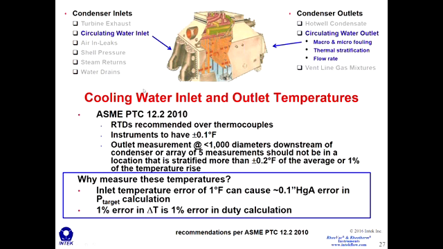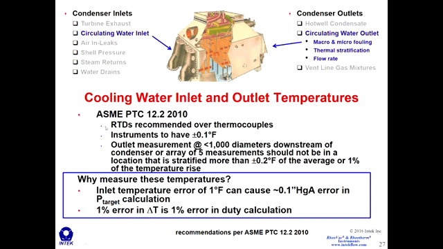So first, inlet to the condensing process is the inlet temperature, and we'll talk about the outlet temperature here as well. There are some guidelines on how to make this measurement. The ASME Performance Test Codes 12.2 is the standard for making condenser performance measurements. They provide excellent guidelines on how to make these measurements, how to do them the right way, and how not to make errors.